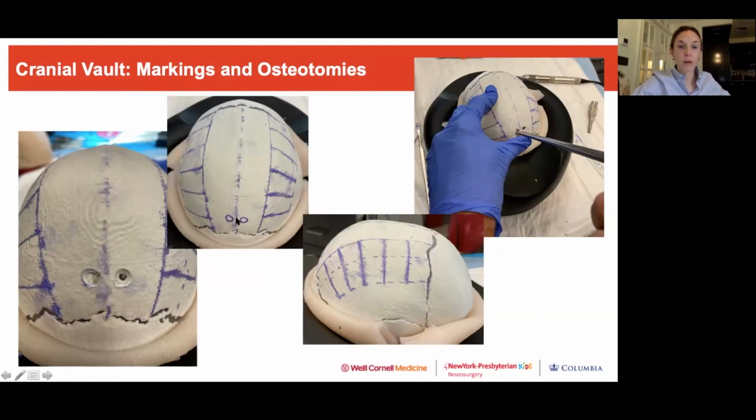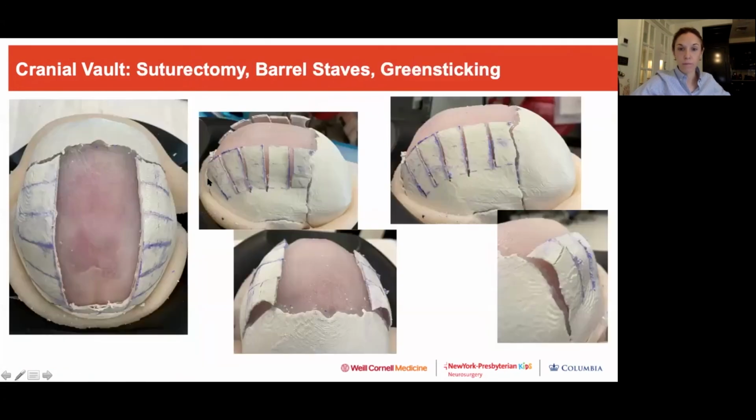So he's showing me here are going to be my burr holes. I'm going to use the anterior fontanelle for my bone openings anteriorly, and then this is my sagittal sutrectomy. This is where he wants the barrel staves to reach. We take it off, we perform the barrel staves.